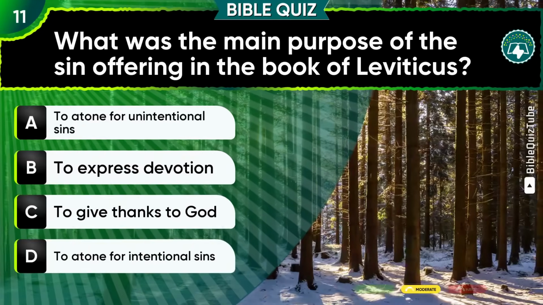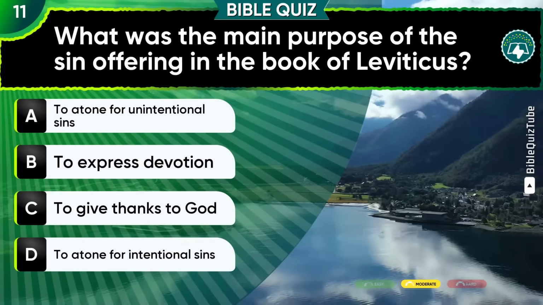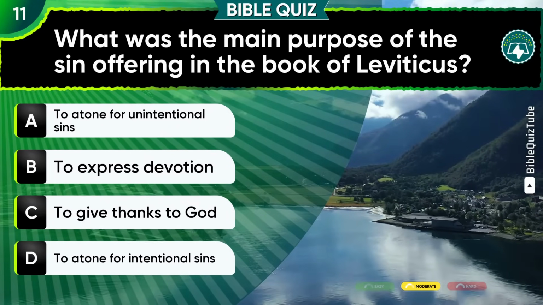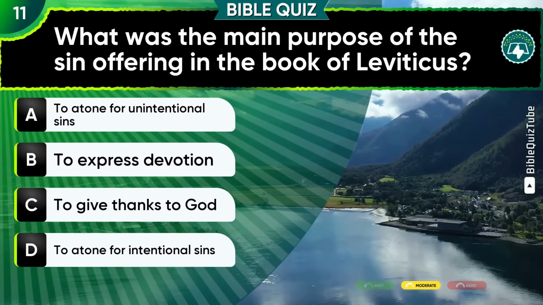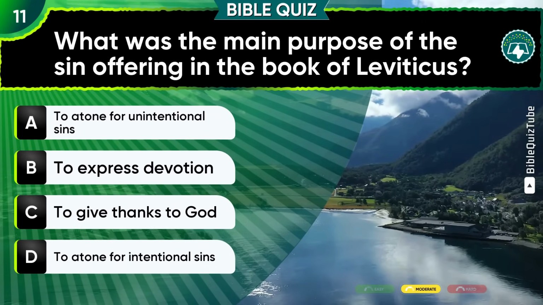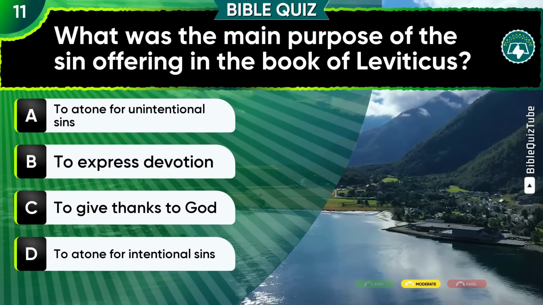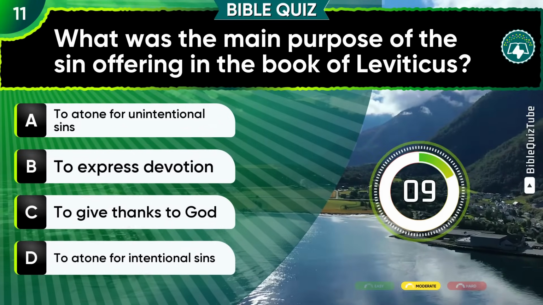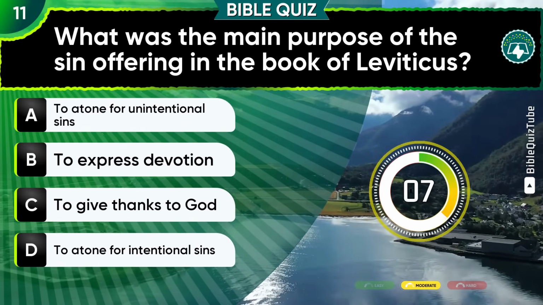Question 11. What was the main purpose of the sin offering in the book of Leviticus? A. To atone for unintentional sins. B. To express devotion. C. To give thanks to God. D. To atone for intentional sins.